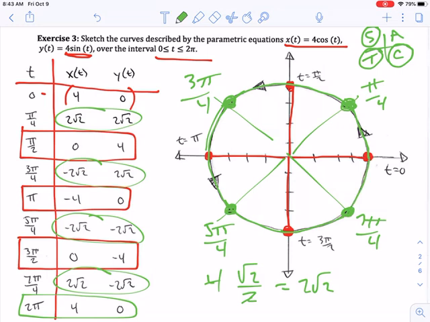And don't forget to draw your arrows, the direction arrows. We are progressing from 0 to 2 pi counterclockwise along the circle. Counterclockwise around the circle. And that is our parametric curve.